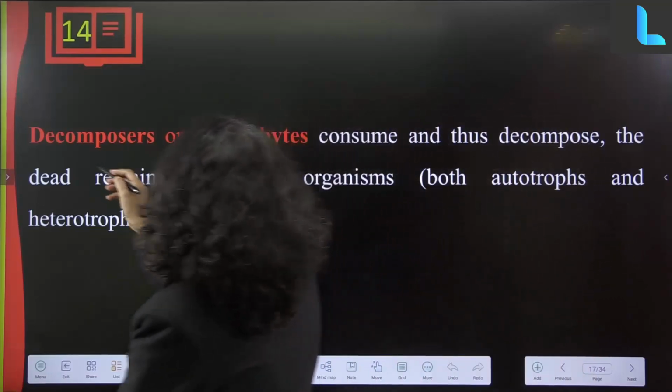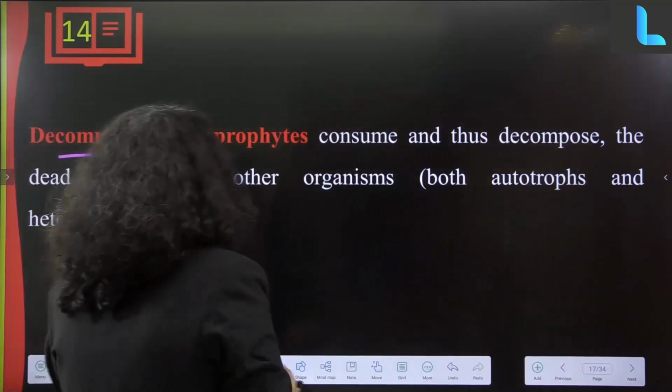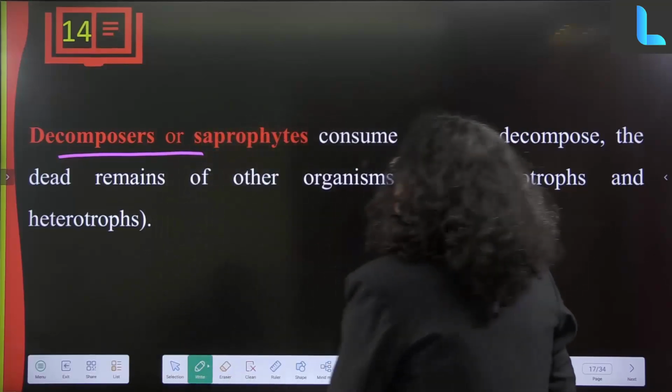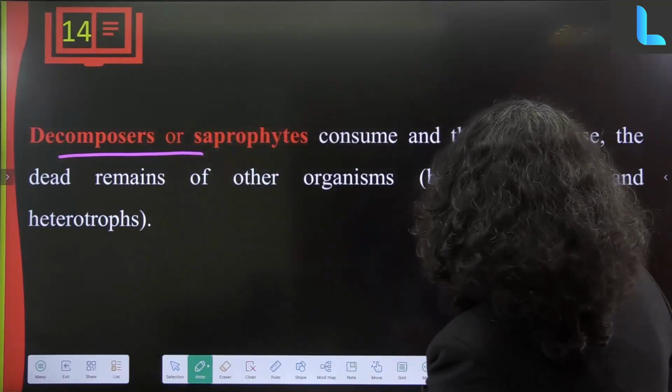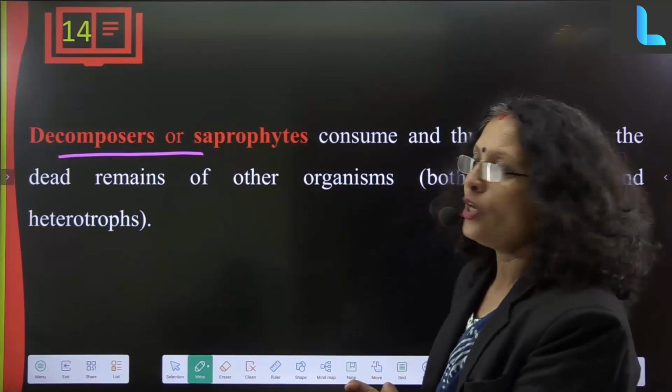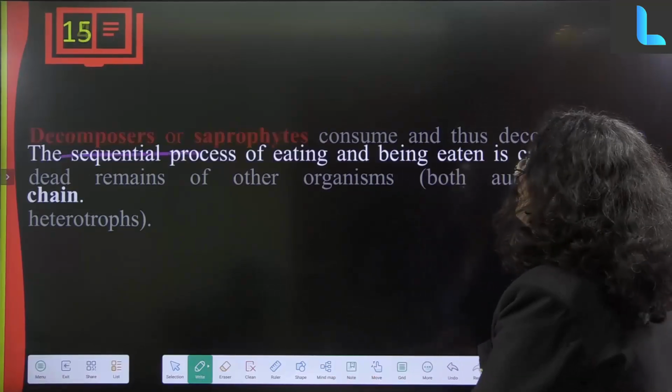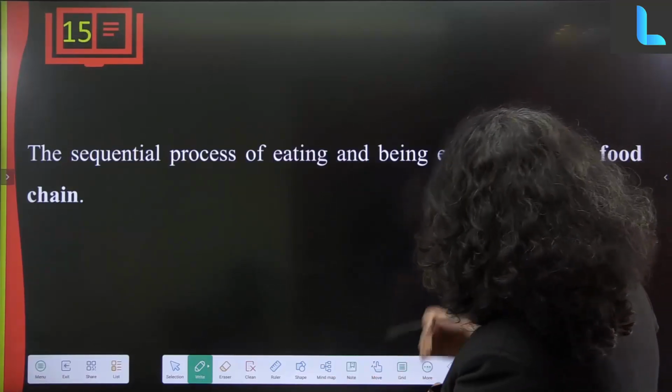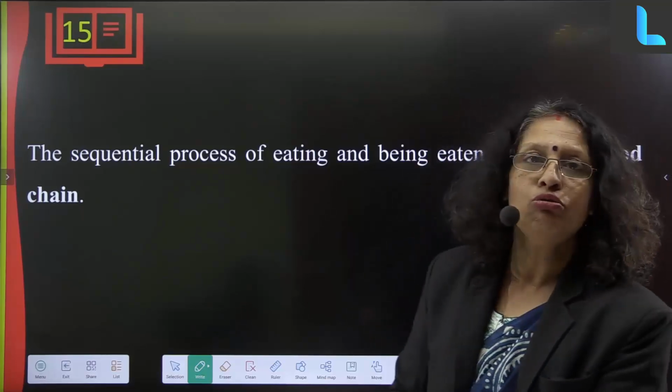Now what do you mean by decomposers? Decomposers or saprophytes consume and thus decompose the dead remains of other organisms, both autotrophs and heterotrophs. So the sequential process of eating and being eaten is called a food chain.